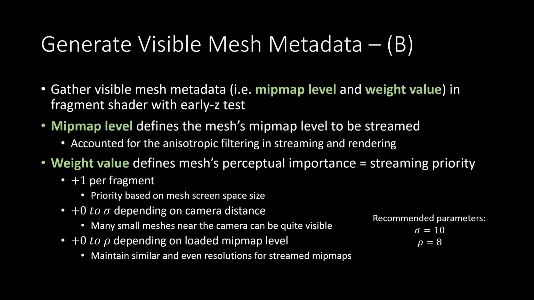By default, we add 1 to the weight value per fragment for priority based on mesh screen space size. We also add 0 to sigma depending on the camera distance, because many small meshes near the camera can be quite visible even though they have a small screen space size. Lastly, we add 0 to rho depending on mipmap level. This is to maintain a similar and even resolution for streamed mipmaps.